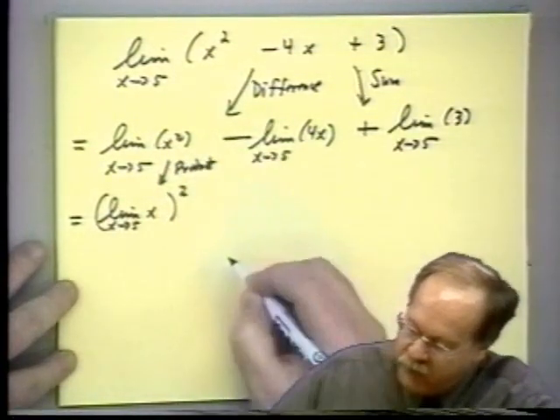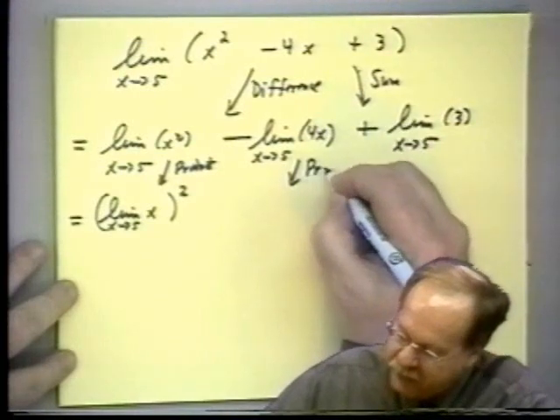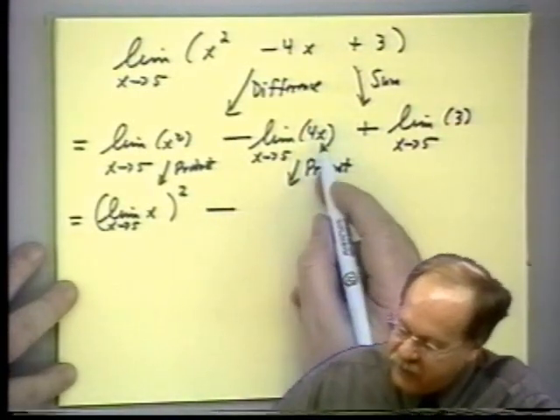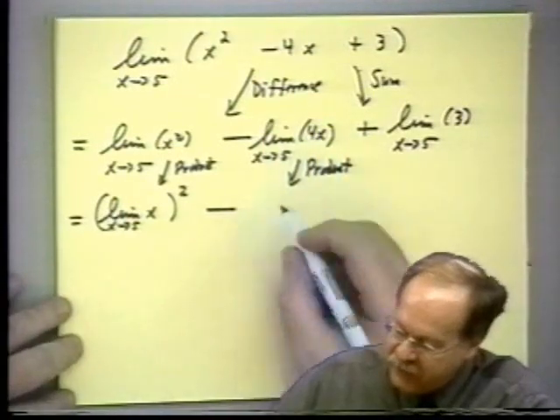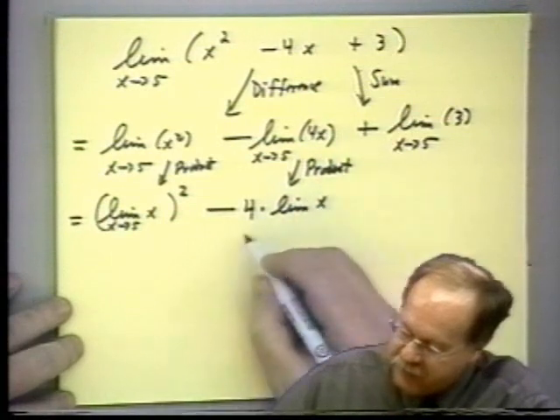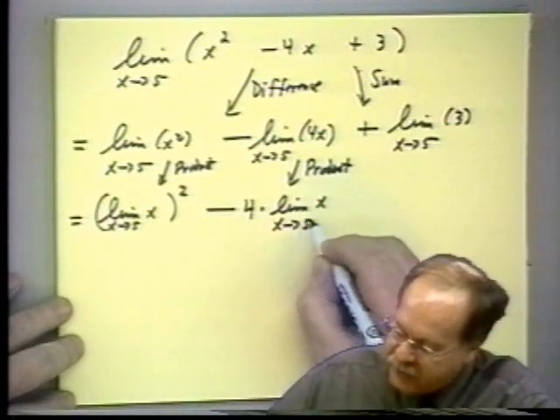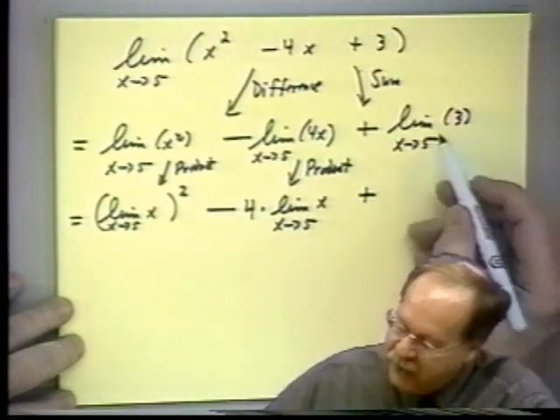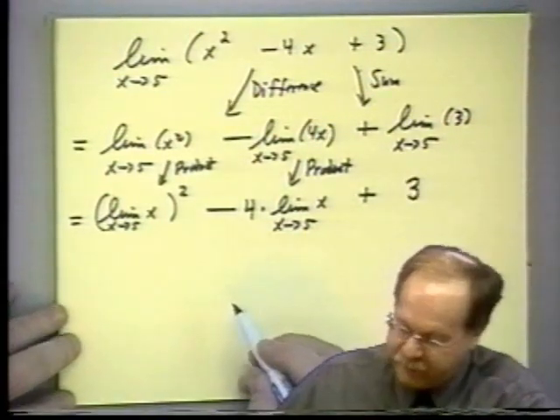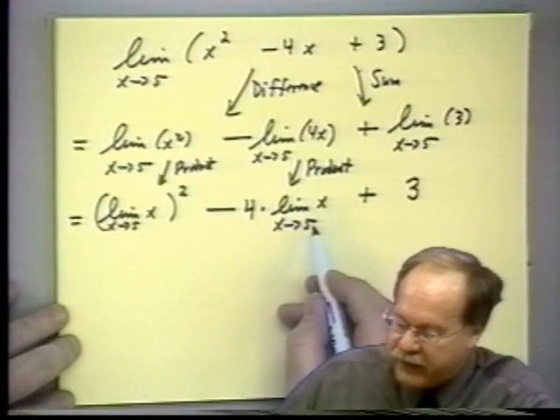rule we learned works. This is also a product. It's a product of a constant times a variable function, x. So we learned already that we can pull the constant out front. So this becomes 4 times the limit of x as x approaches 5, plus, and the limit of 3, being a constant function, is just 3. Now we have reduced both of these.